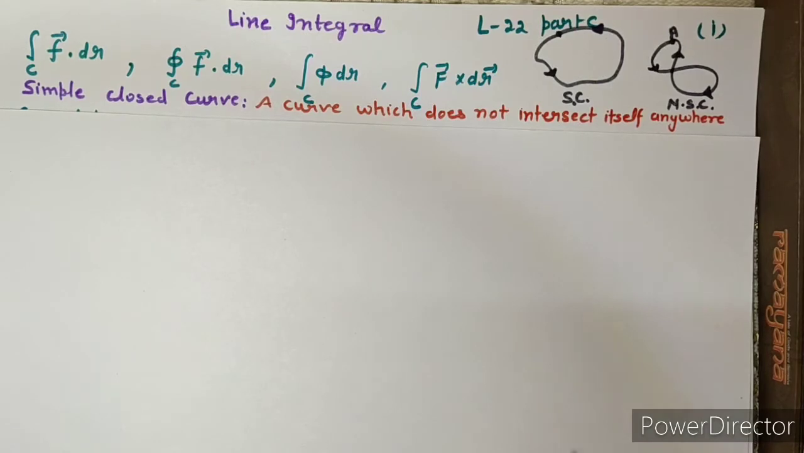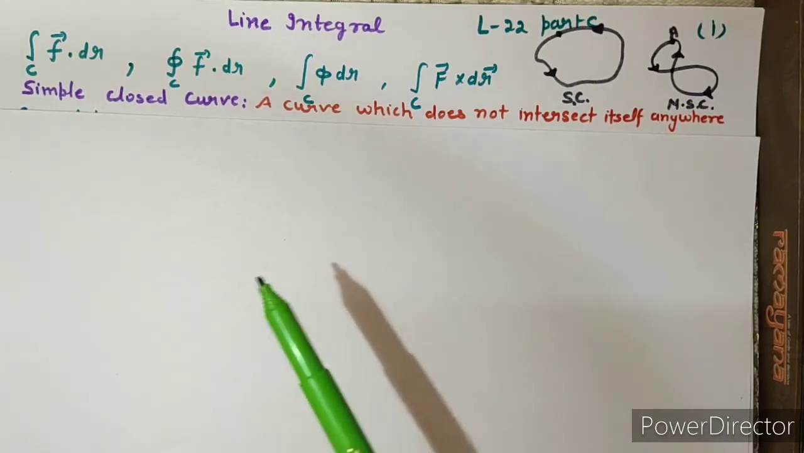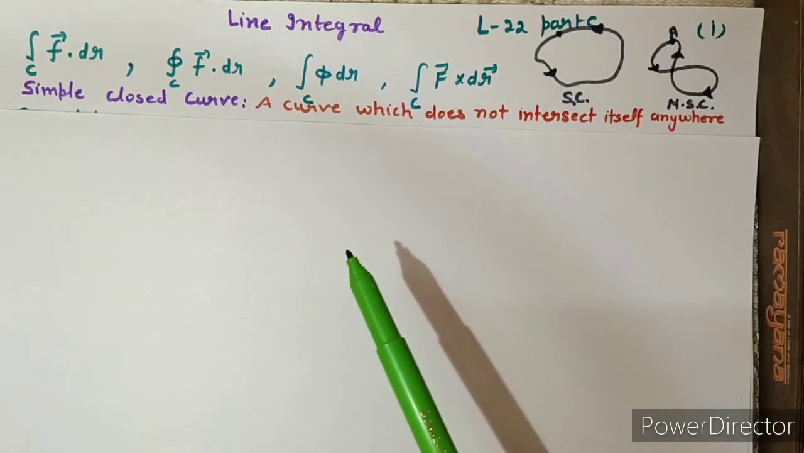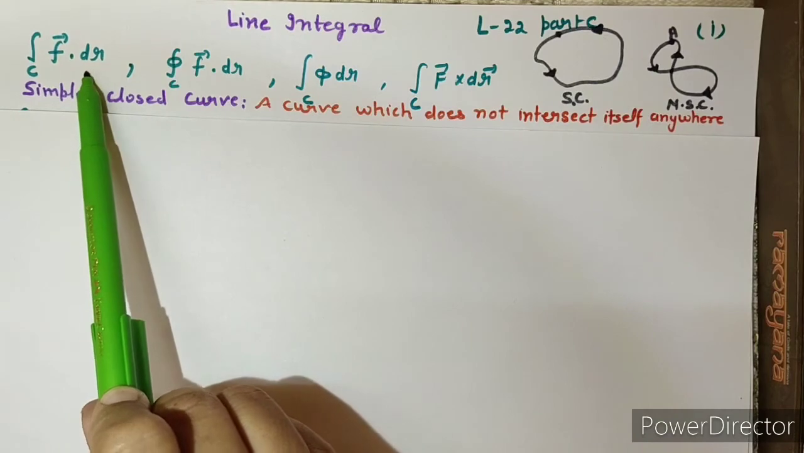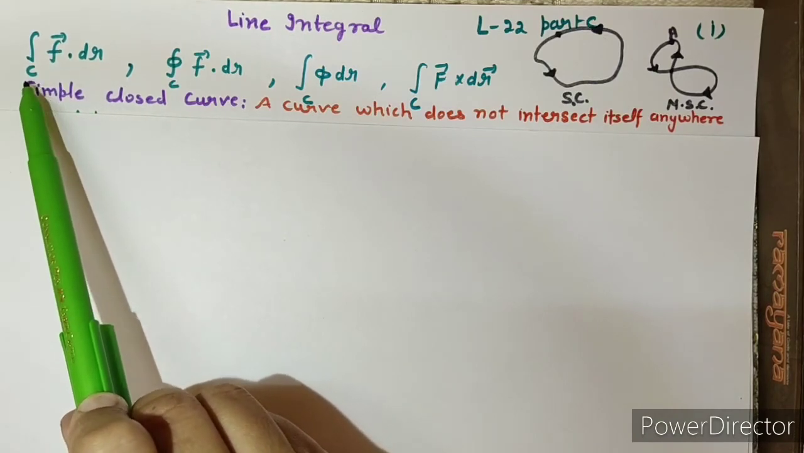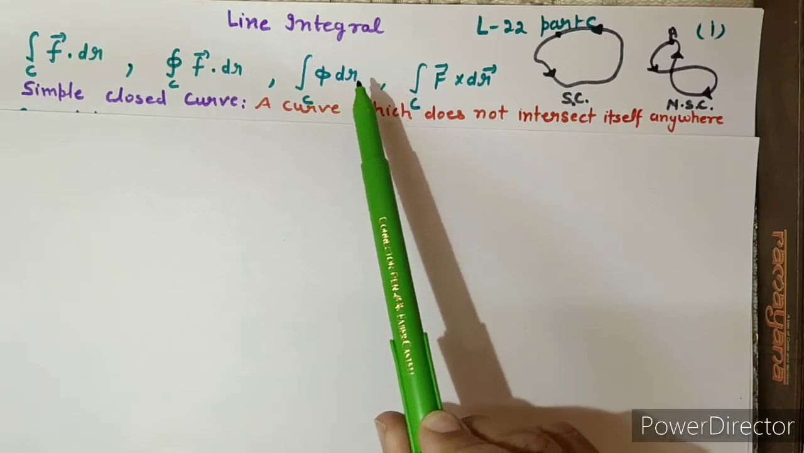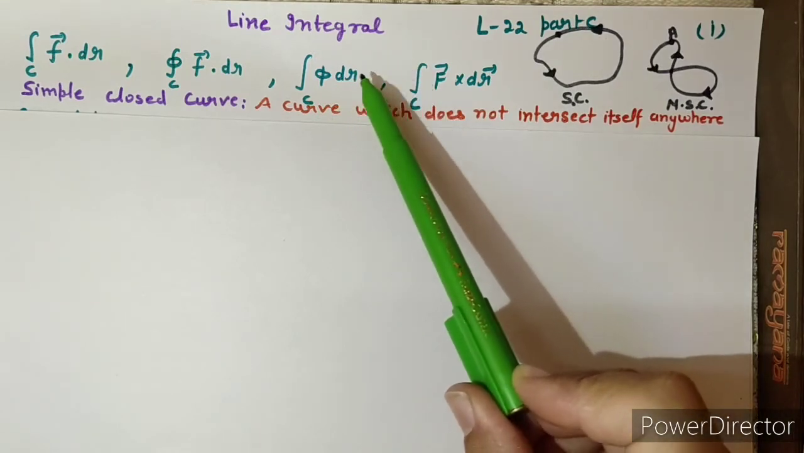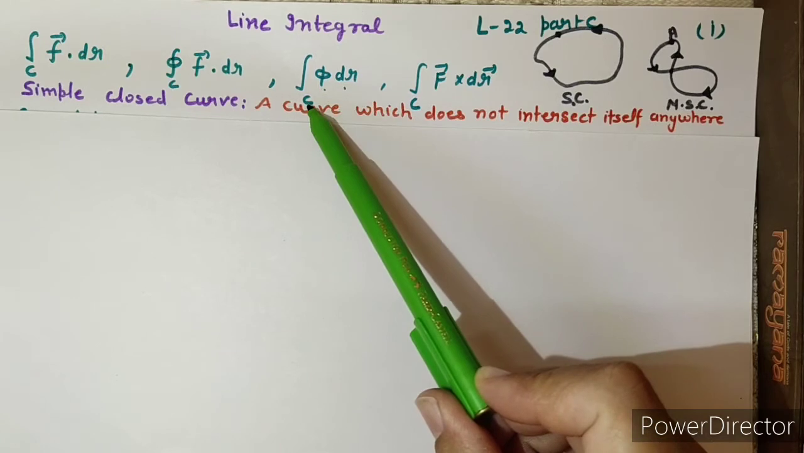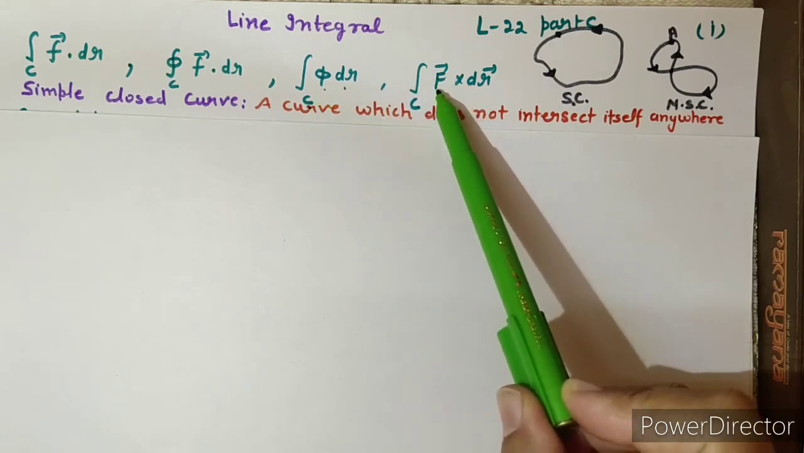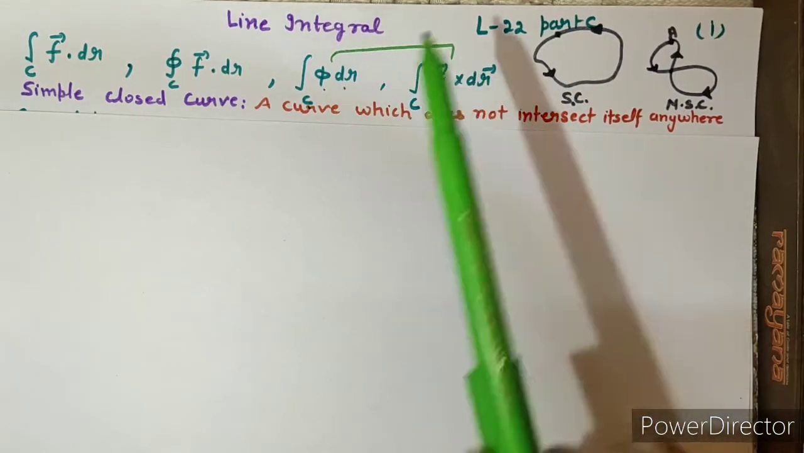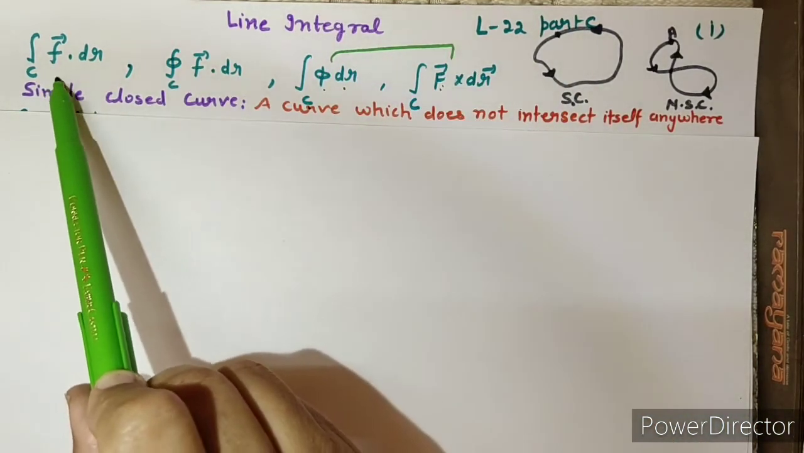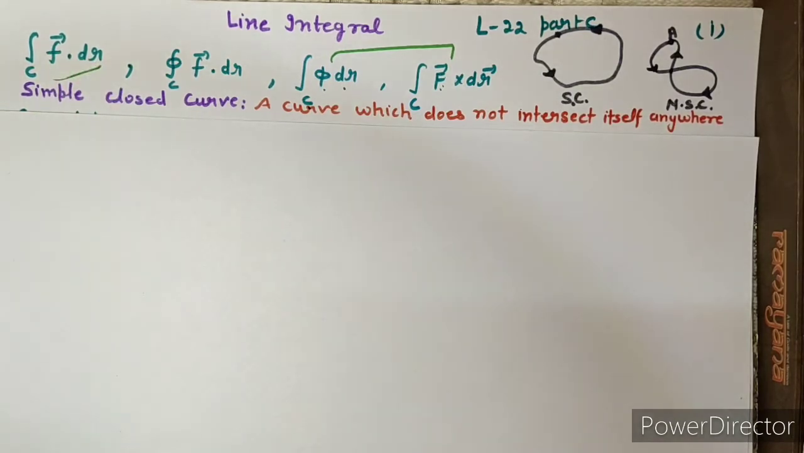For defining circulation, I need the simple closed curve. In the last lecture when I told the line integral, as I told, the line integral is f dot dr over a simple curve C. And I also told that another form of line integral is phi dr over the curve C, and if f is a vector point function, then f cross dr. The first is the vector form of the line integral and the other is the scalar form. We studied these terms already.